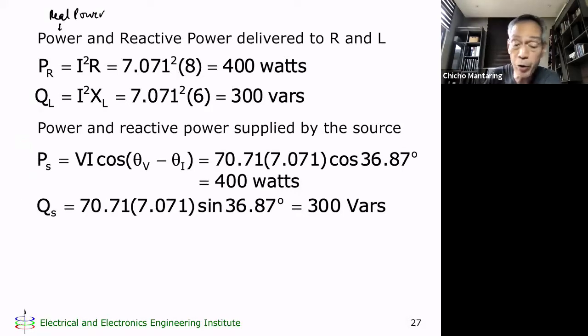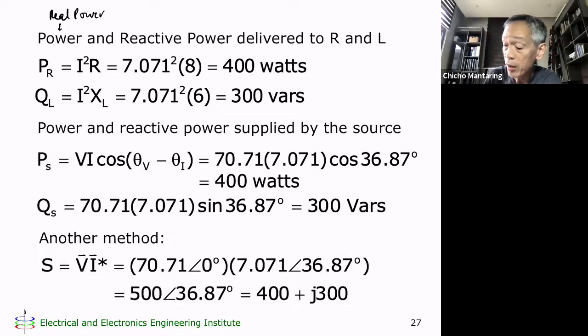The other way is we could have used the complex power formula. S is equal to V times I conjugate. So this is V, 70.71 at an angle 0. This is the conjugate of I. How do you get the conjugate? You make the angle negative. And that ends up being 500 at an angle 36.87. If you convert that to rectangular form, that's 400 plus J300. We know that this is P and this is Q. So many ways of solving this.